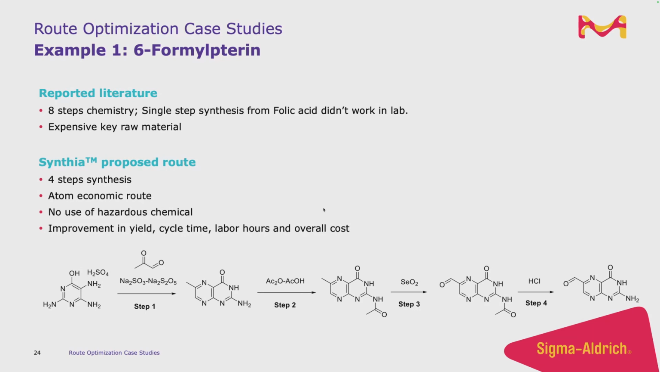Of course, we've immediately cut the number of steps in half, so that's an improvement there. And really the key step here is this selenium oxide oxidation of the methylpterin that Synthia proposed based on a literature report. We could prepare the methylpterin precursor in one step from a much less expensive starting material. And then we do have protection of the amine with an acetyl group, and then removing that later, but overall it is still a lot more atom economical than the original literature route.